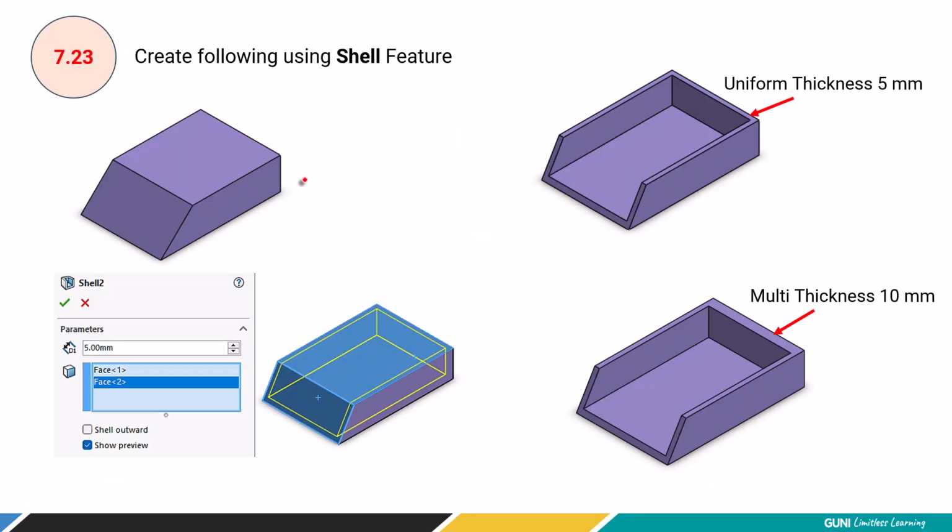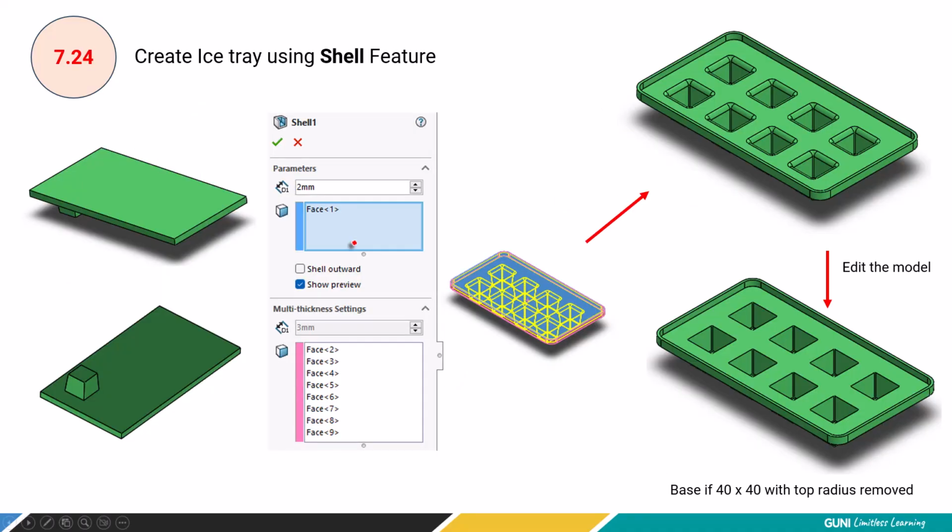We will learn how to apply the cell feature through an exercise. So here in the cell property manager, you have to apply the thickness you want to leave from the surfaces, and you have to choose the surfaces you want to keep open. Either you can go cell outward or inward. So let's explore the cell feature.